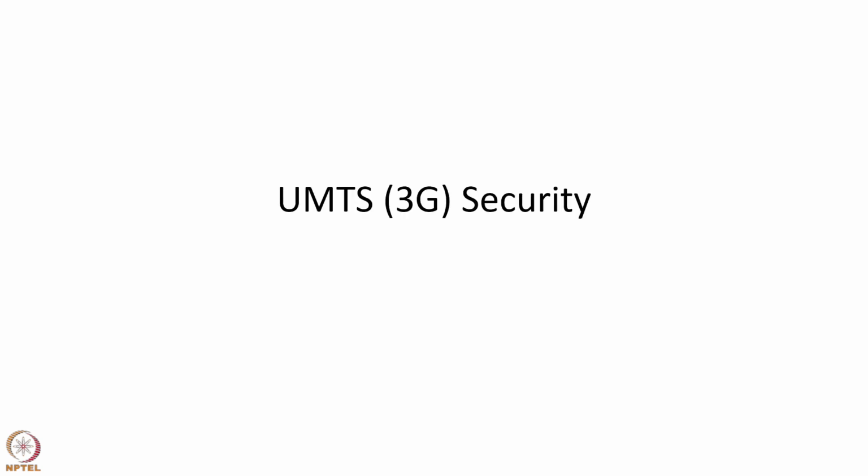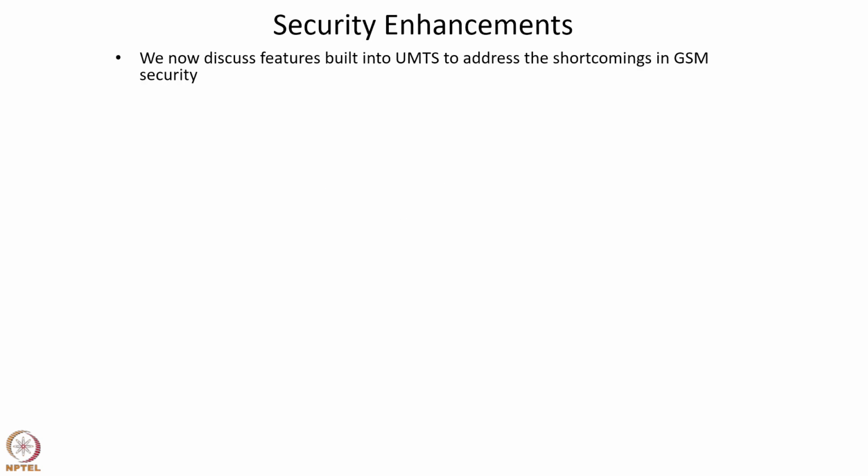Hello. Recall that in the previous lecture we discussed the security of GSM, and we saw that GSM security has several shortcomings. Today we will discuss the security of 3G, in particular UMTS security, and we will see how it overcomes the shortcomings of GSM security. We now discuss features built into UMTS to address the shortcomings in GSM security.